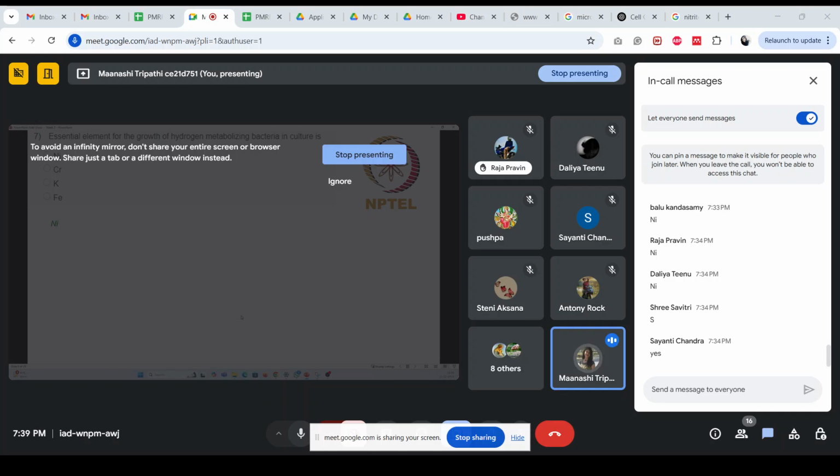So the answer is nickel. Moving towards the next question. Which amongst the following are the desirable qualities of a genetic marker for building a phylogenetic tree? Conserved and variable domains, universally present, contained evolution, or more GC content. So which of the following are the desirable qualities of a genetic marker? Please answer this question. Take some time and answer this question.